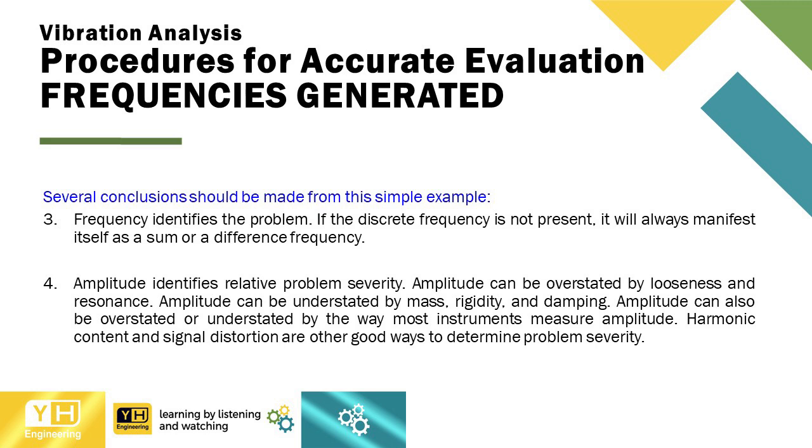Number 4, amplitude identifies relative problem severity. Amplitude can be overstated by looseness and resonance. Amplitude can be understated by mass, rigidity, and damping. Amplitude can also be overstated or understated by the way most instruments measure amplitude. Harmonic content and signal distortion are other good ways to determine problem severity.